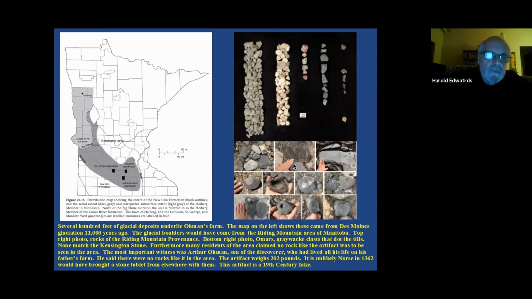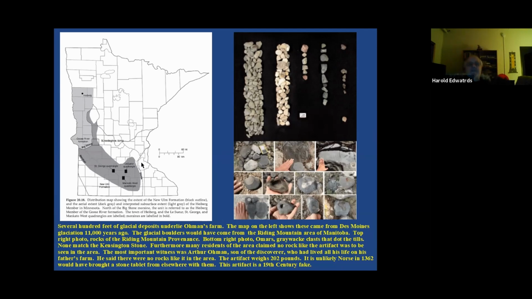There are also some graywacke boulders or cobbles found in the tills. These are called omars. They do not look anything like the Kensington stone. They're finer grained, and they have these little concretions in them. They would look like ping pong balls. Here you see one weathered out. None of these stones match the Kensington stone.